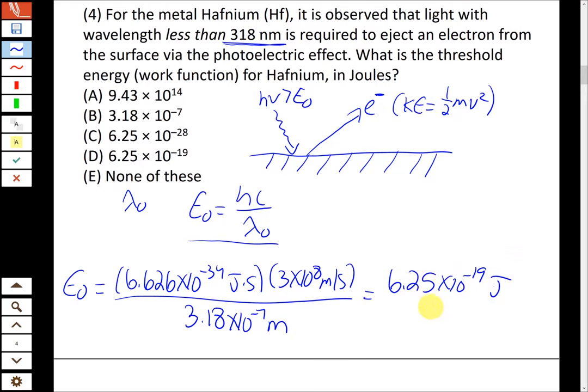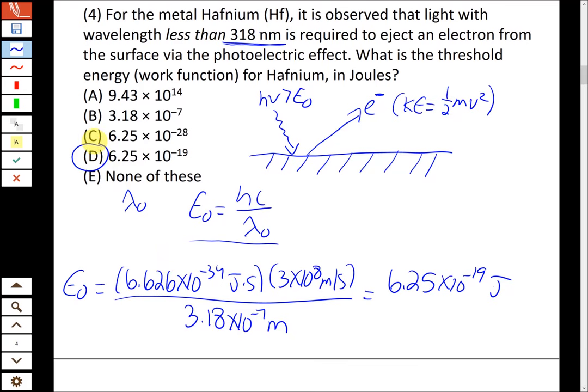So that's your threshold energy, and then the threshold frequency would be just that number divided by h. So you can get all those different threshold values, energy, frequency, wavelength, all from these same photon equations. So that matches up with choice D.